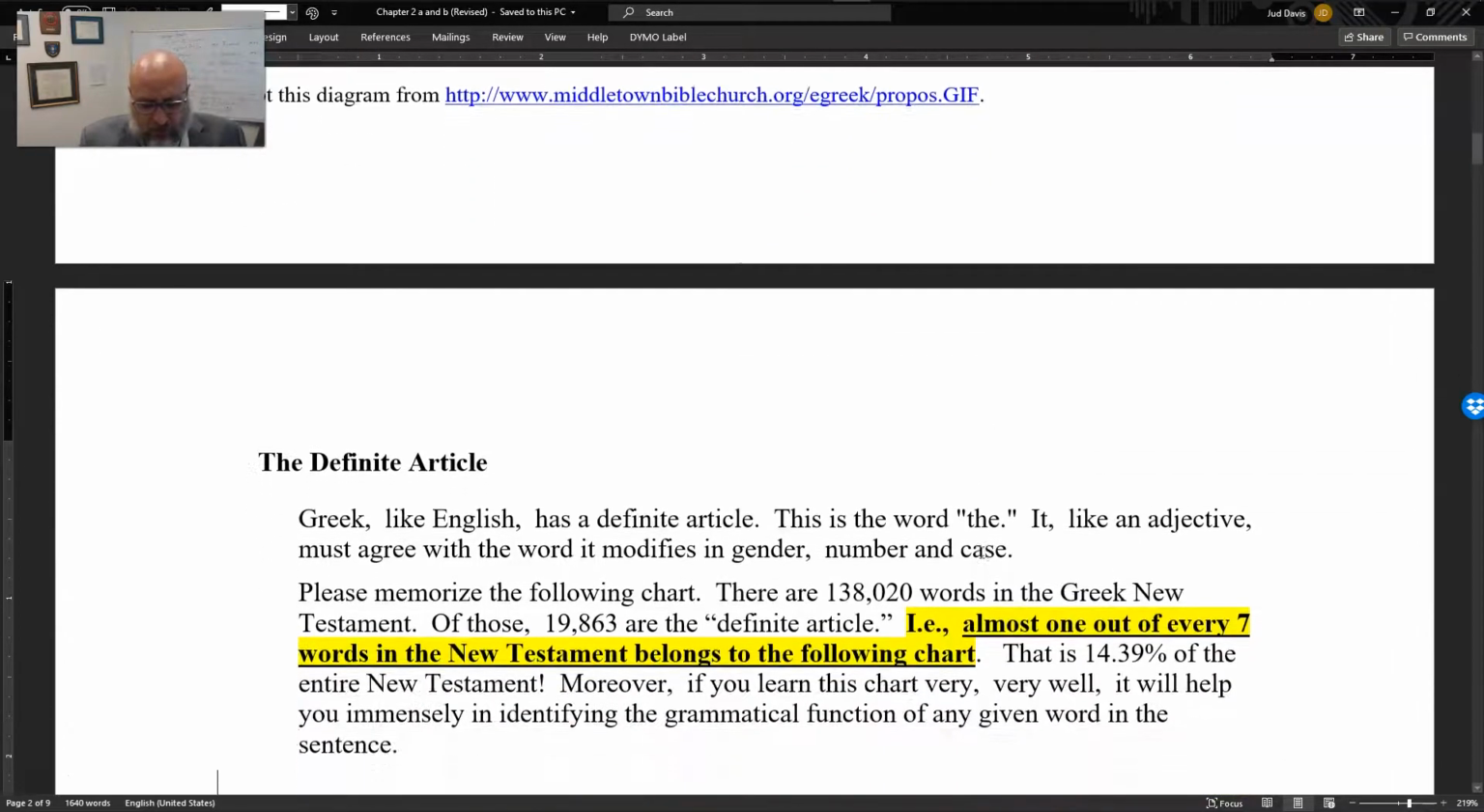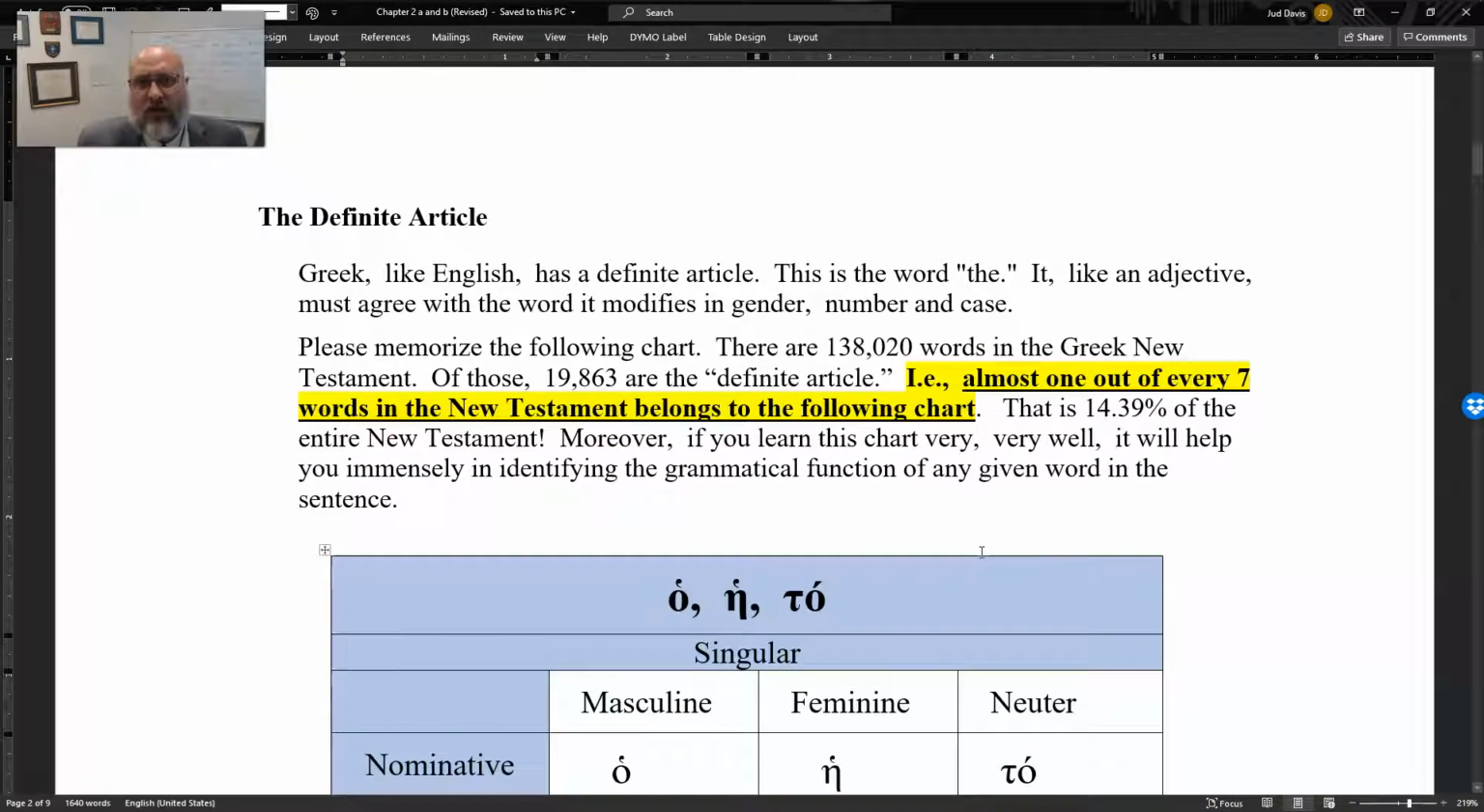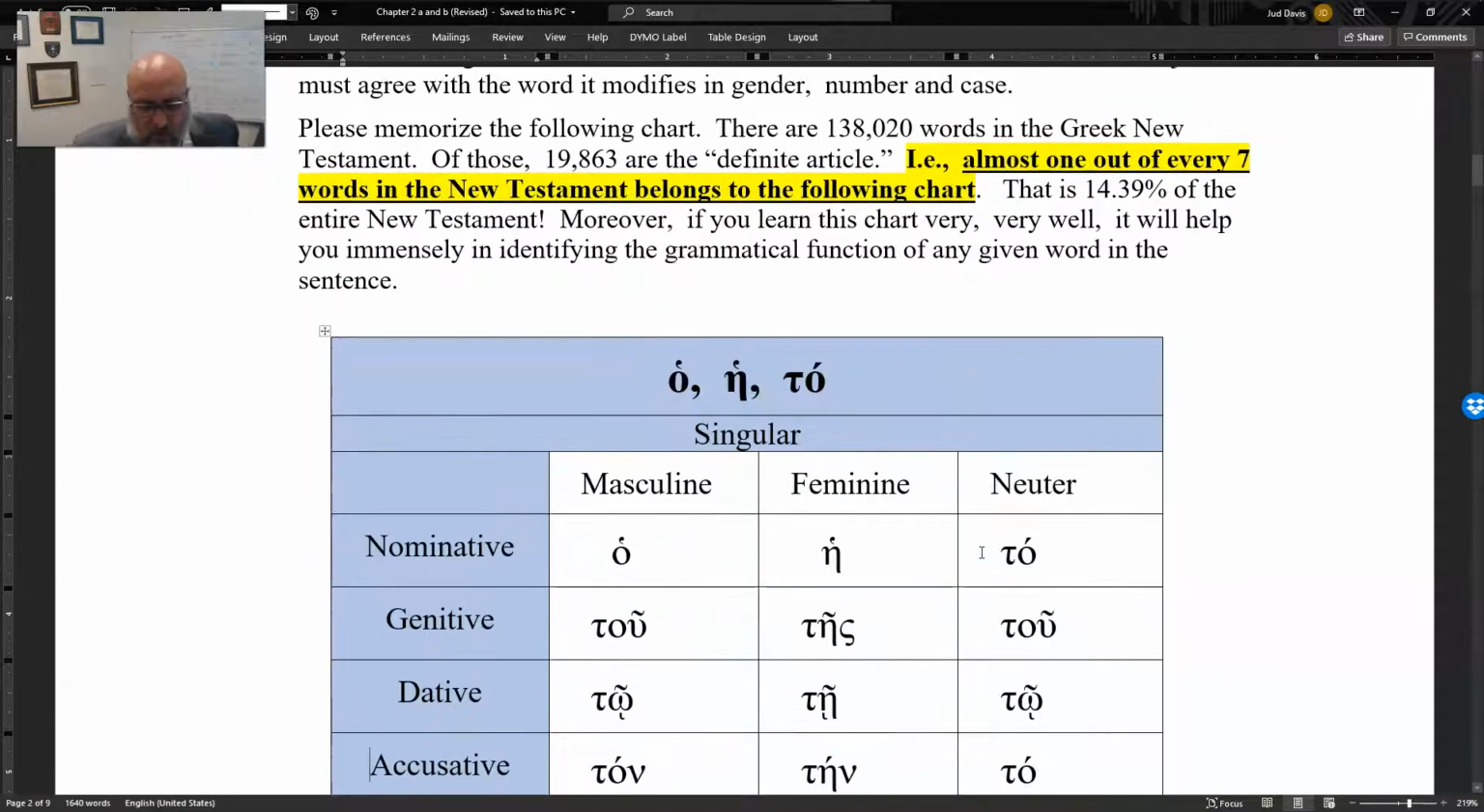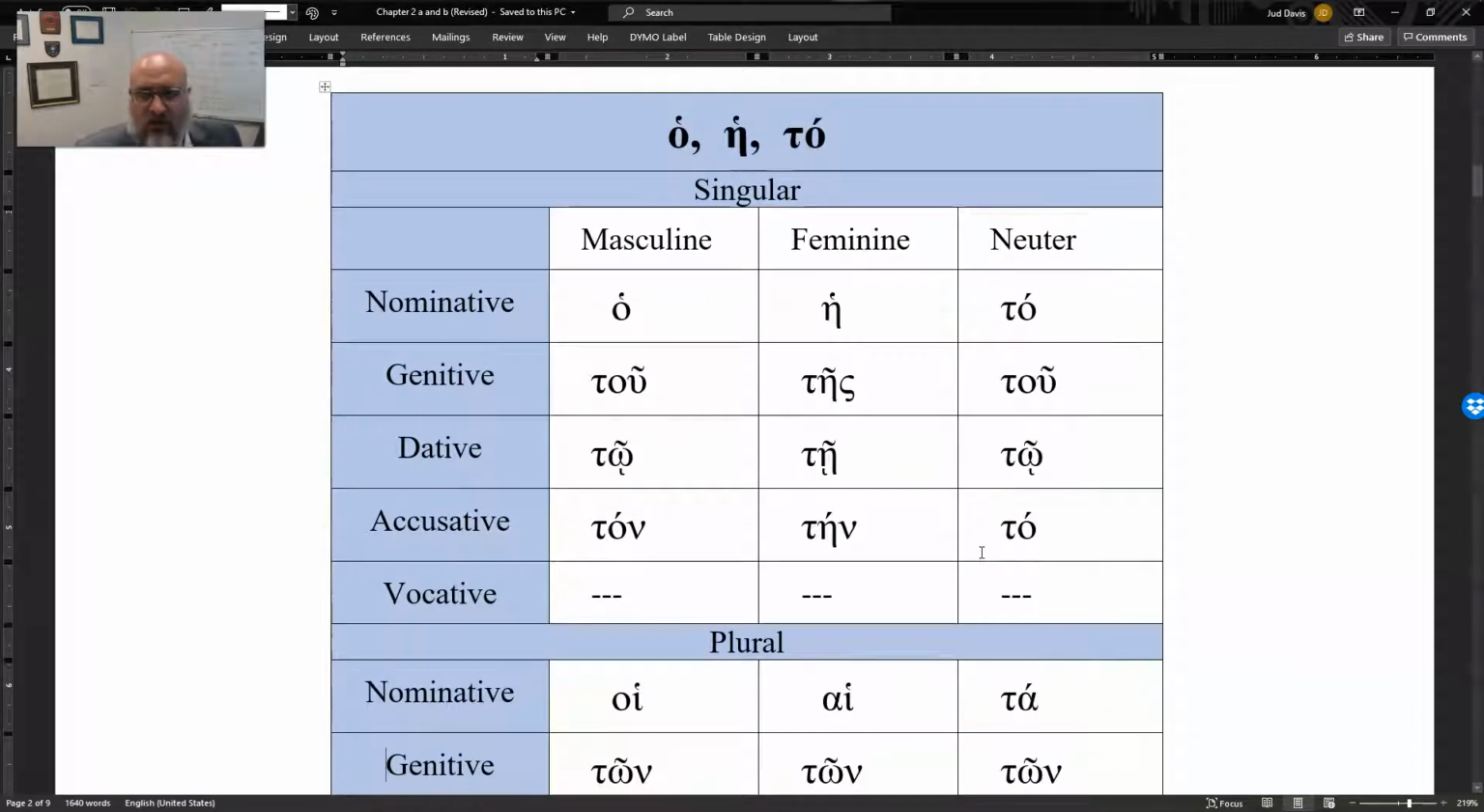Now, in Greek, the most important thing to memorize is this chart on the definite article. This is the word "the" in Greek, and it has a separate form for the nominative, genitive, dative, accusative. It has separate forms if you're with masculine nouns, feminine nouns, or neuter nouns.